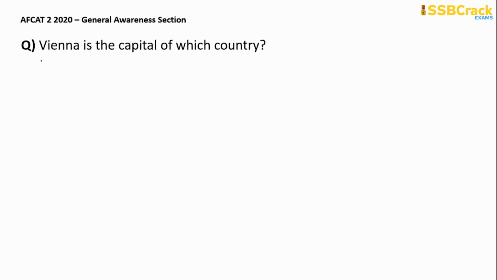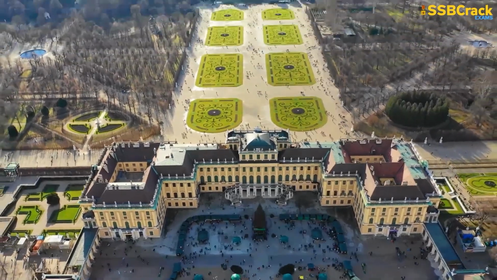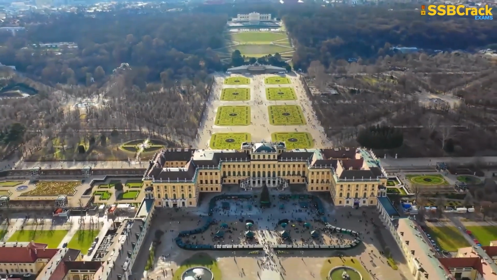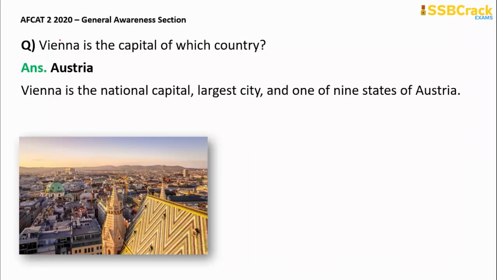Next question, Vienna is the capital of which country? We have also covered this in the country's capital and currency series. If you have seen those sessions, your answer would be correct. So Vienna is the capital of Austria. Vienna is the national capital of Austria and the largest city and one of the 9 states of Austria.